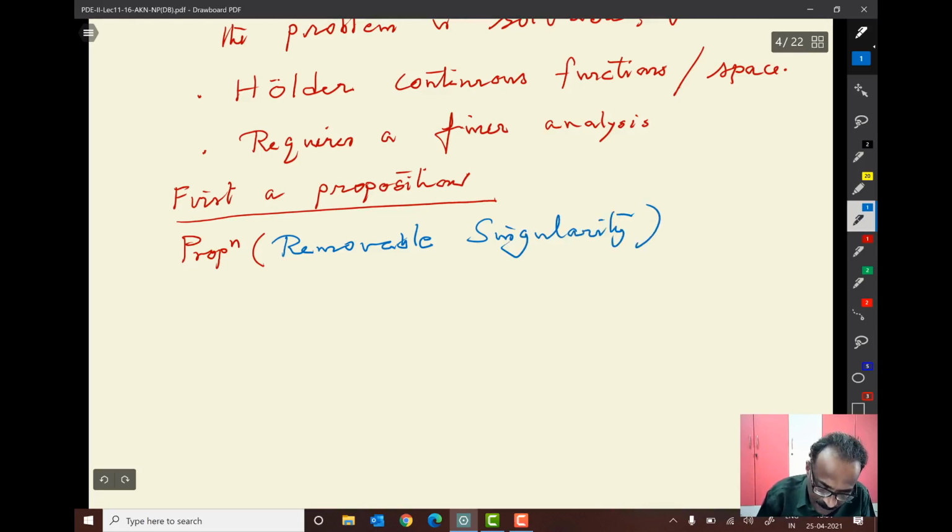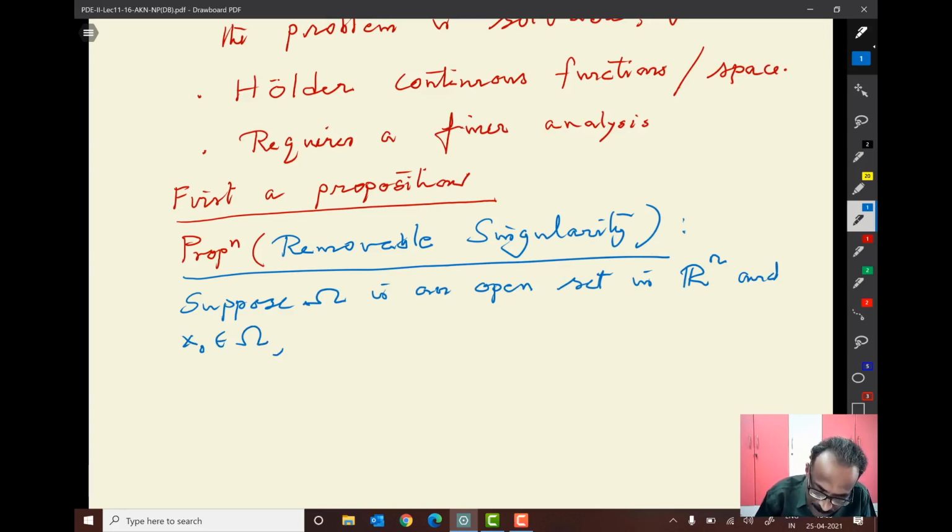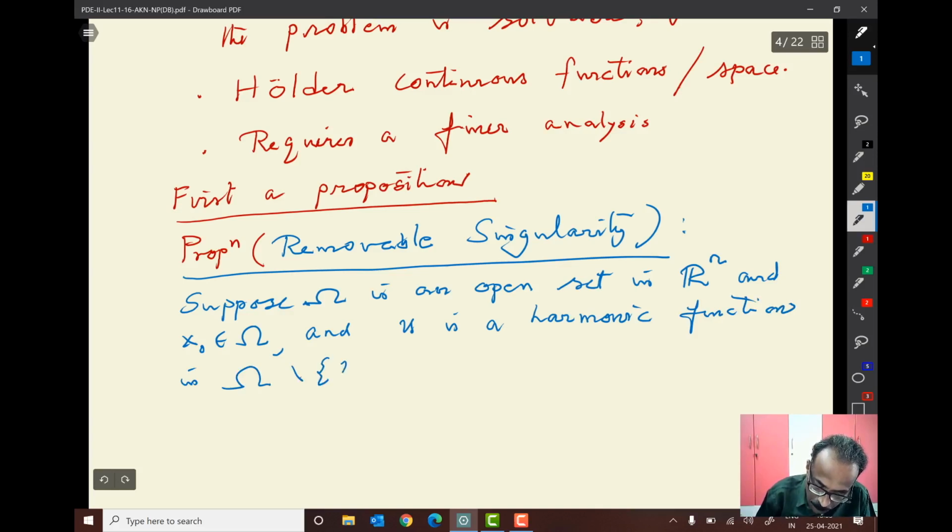So first understand that one, and then the proof will be given here. Okay, suppose omega is an open set in Rn, and x naught belongs to omega, and u is a harmonic function in omega minus x naught. So x naught is a possible singularity of u. So that is what we have to get.